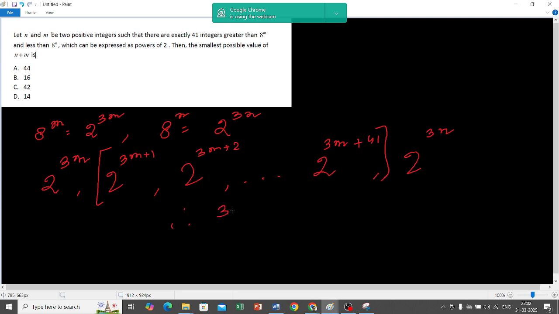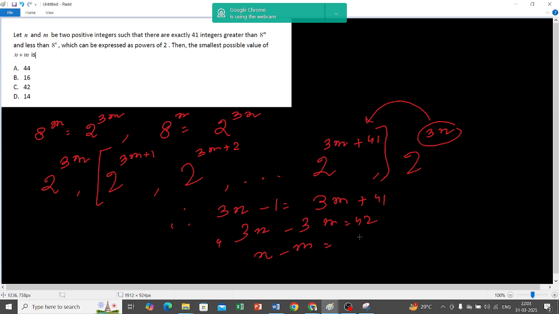So that means 2 to the power 3n minus 1, which is 3n minus 1, is what? If this is the 3nth term, then the previous one is 3n minus 1, and that is 3m plus 41. Okay, so 3n minus 3m is equal to 42. So n minus m is equal to 14, right?